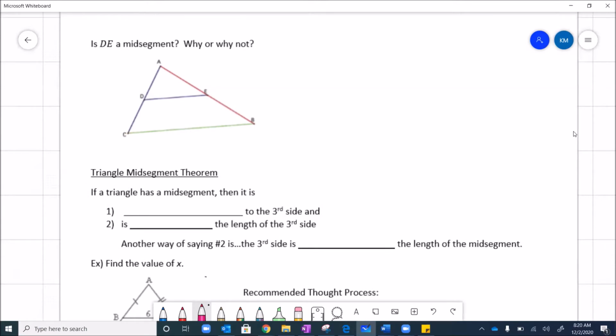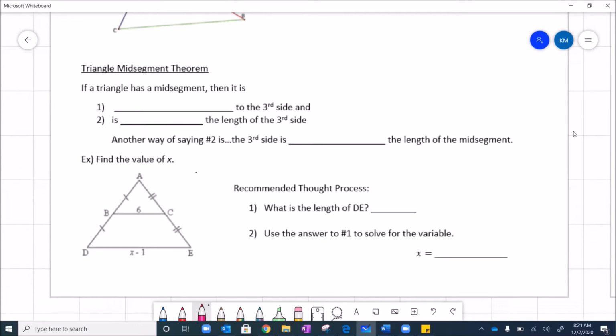All right, it says, is DE a mid-segment? Why or why not? And the answer is, there's not enough information. We don't know. We can't say it is, right? We would know if it was a midpoint if they told us that AD was congruent to DC or that AE was congruent to EB, but they don't tell us any of that, okay? They just have D somewhere near the middle and E somewhere near the middle. So there's no indication, right? And that's what we really would want to have in order to say that this is a mid-segment. Okay, not want to have, we need to have it.